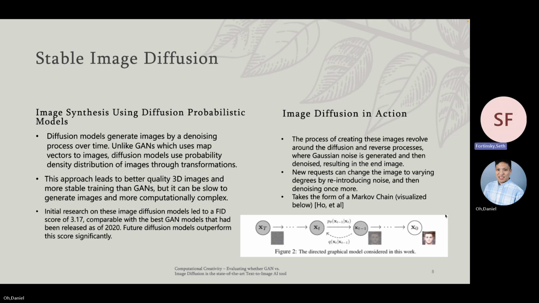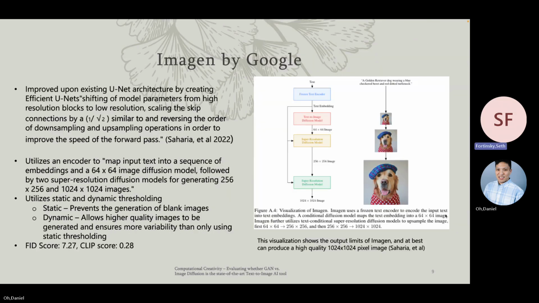One application of image diffusion is Imagen by Google, which utilizes static and dynamic thresholding to ensure that not only blank images are not generated, but the images that are created can go on and create even higher quality images, scaled similarly to the way GANs were scaled, but to an even greater threshold, as you can see by the 64 to 256 to 1024 pixel images.